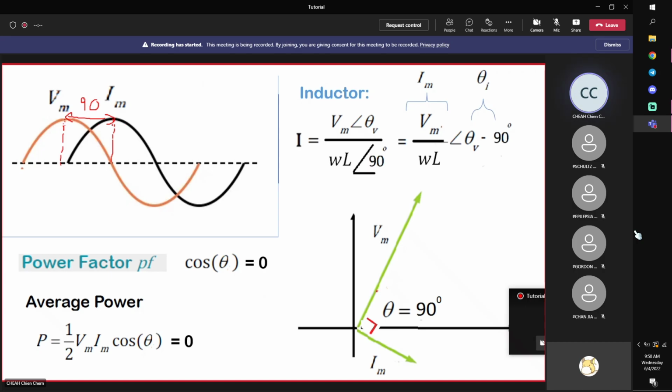So one quarter of a period is 90 degrees. The voltage and current are not in phase, but there is a phase difference between them, and this phase difference is 90 degrees. Not only that, the current is lagging behind. You can see that in the time domain, the voltage will reach the peak first, followed by the current. So the voltage is in front, the current is behind. So I lags V by 90 degrees.